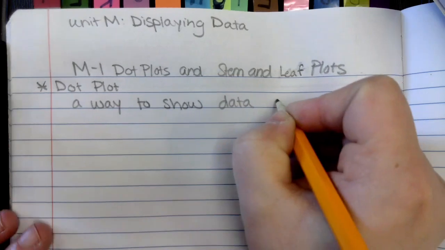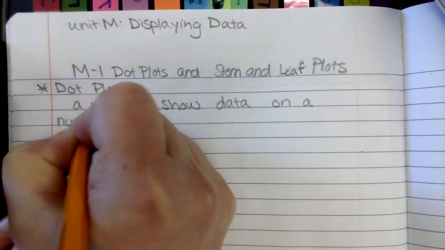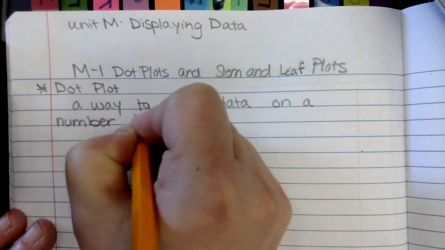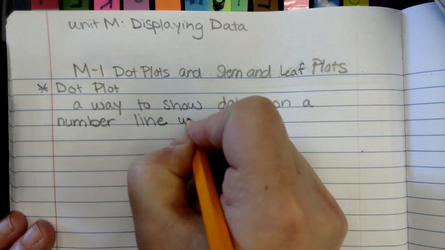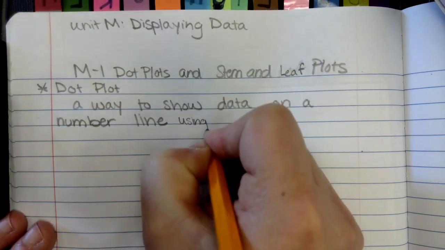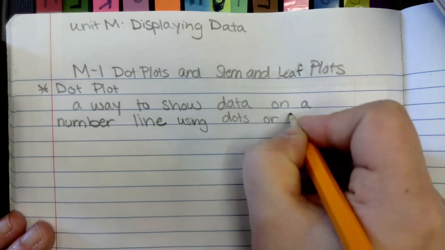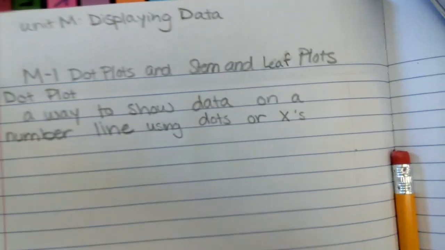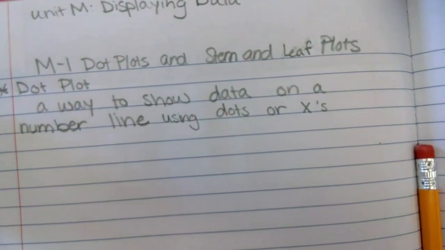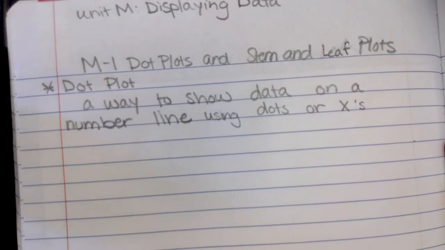On a number line. And generally, either you're going to be using dots or X's. Sometimes we might use other shapes, like a square, or if you really want to use a W, you could, I guess. But generally, we're going to use X's or dots.